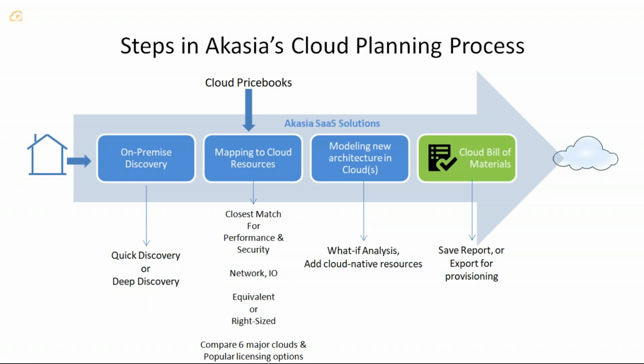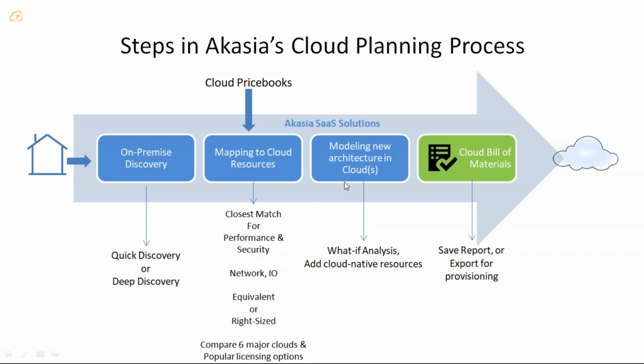We also map network and I/O characteristics that we've discovered in the on-prem environment. And we give you two lists of equivalent and right-sized cloud resources. And then we allow you to compare all the 6 major clouds so that you can clearly see for your on-prem workload what the costs will be for running them in all the major clouds.